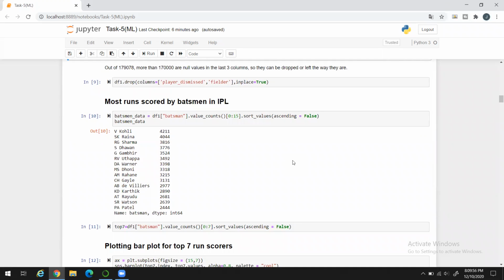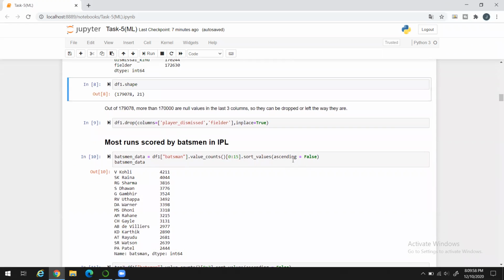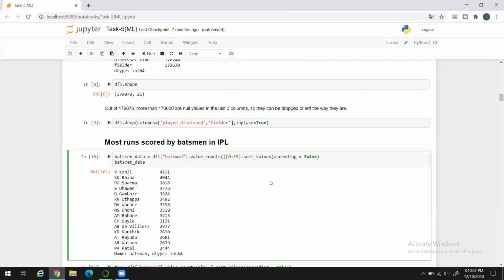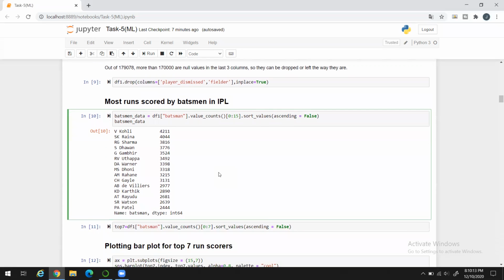so I'm not dropping that particular column. Now coming to the most runs scored by a batsman in the IPL, the exact problem where we can find the most runs scored by an individual batsman in the entire IPL till 2019, as the dataset is given till 2019 only. So you can observe that Virat Kohli is the first person. He got 4,200. Raina has got 4,000, and so on.